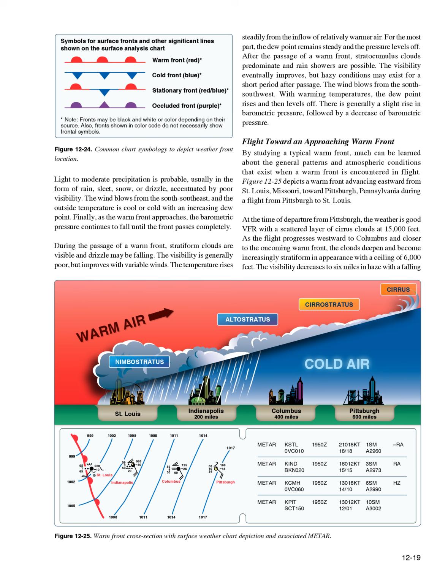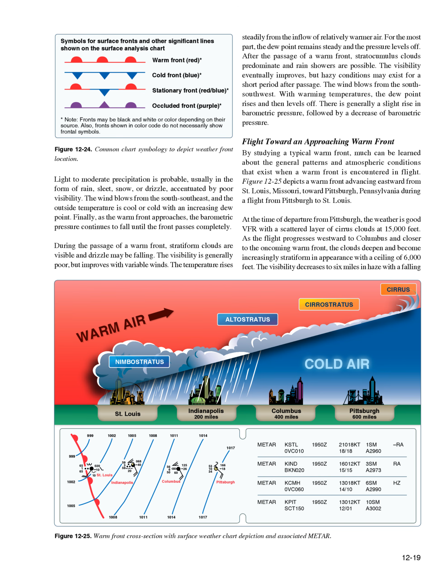Flight toward an approaching warm front. By studying a typical warm front, much can be learned about the general patterns and atmospheric conditions that exist when a warm front is encountered in flight. Figure 12.25 depicts a warm front advancing eastward from St. Louis, Missouri, toward Pittsburgh, Pennsylvania during a flight from Pittsburgh to St.